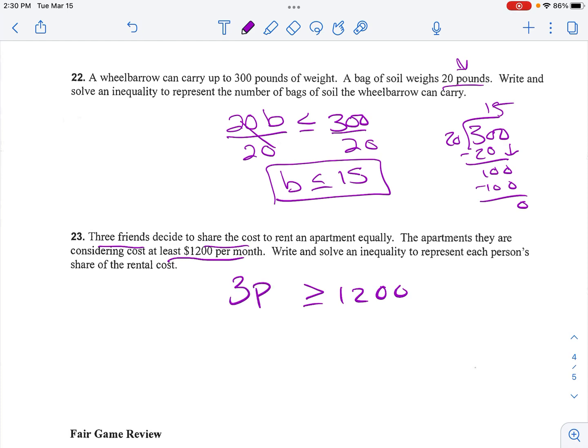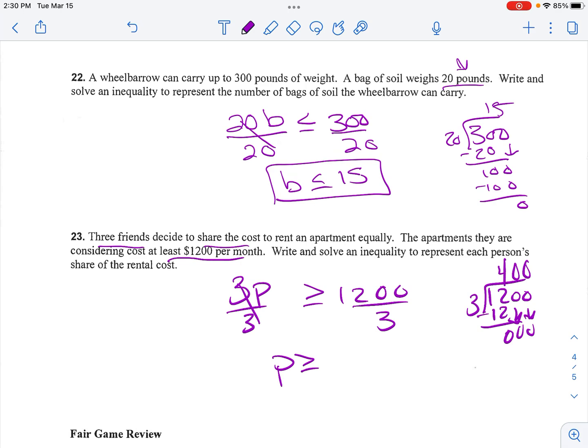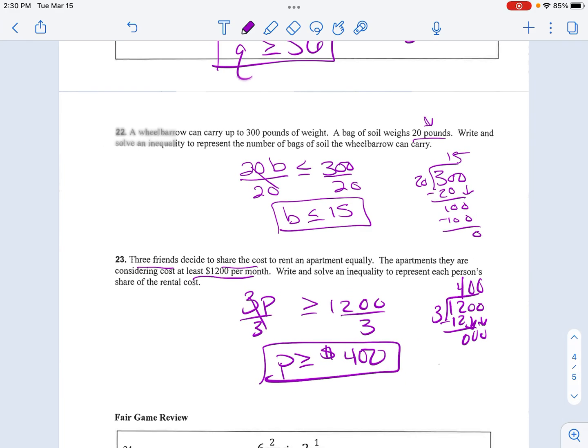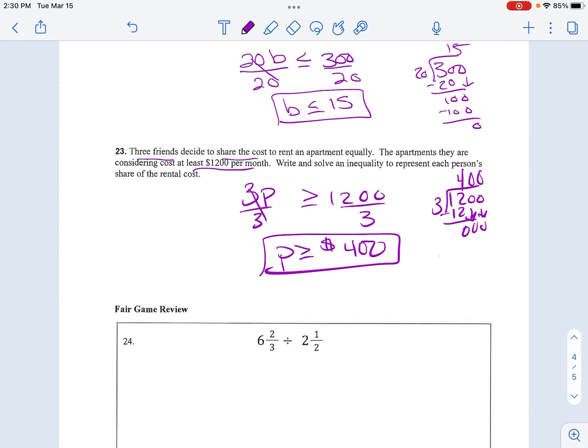So 3 times some amount. 3 people are sharing the cost. How much would each person pay? So now we're going to divide by 3. 1,200 divided by 3 people. So each person has to pay at least $400. Okay.